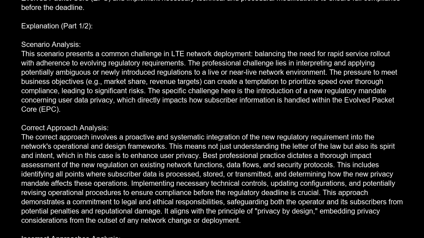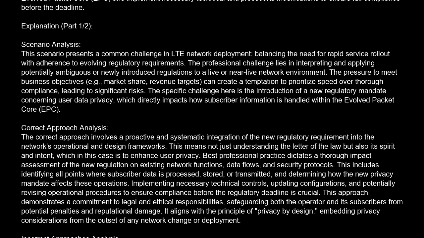The specific challenge here is the introduction of a new regulatory mandate concerning user data privacy, which directly impacts how subscriber information is handled within the Evolved Packet Core (EPC). Correct approach analysis. The correct approach involves a proactive and systematic integration of the new regulatory requirement into the network's operational and design frameworks. This means not just understanding the letter of the law, but also its spirit and intent, which in this case is to enhance user privacy.